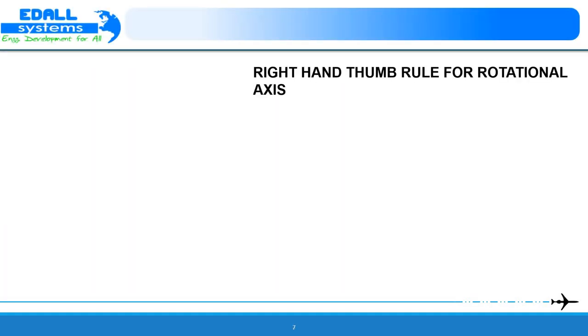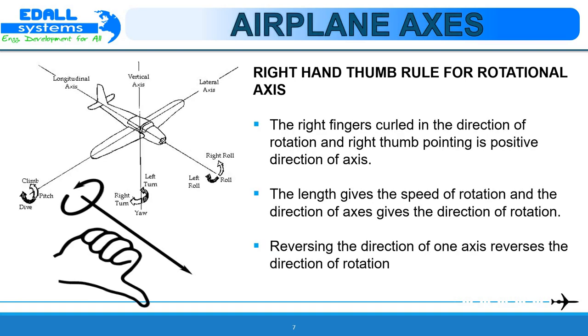We have a right-hand thumb rule for rotational axis. The right fingers curl in the direction of rotation and the right thumb points in the positive direction of the axis. The length gives the speed of rotation and the direction of the axis gives the direction of rotation. Reversing the direction of one axis reverses the direction of rotation. Let us see how the right-hand thumb rule is linked to the pitch, yaw and roll of the aircraft.